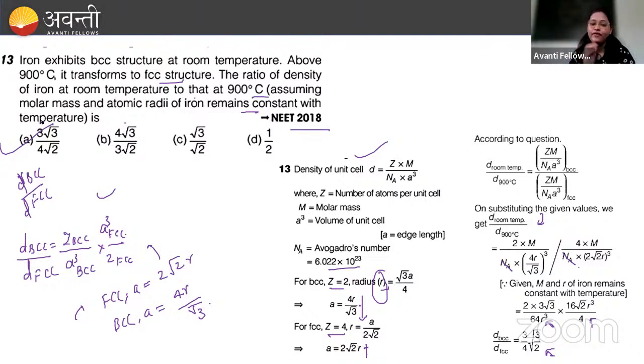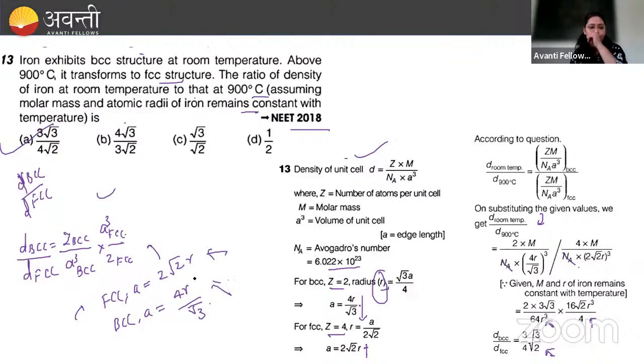Any doubt in this? Very good problem actually. Find the value of a and put the value of a. Sometimes if you have been given the a value, directly put that a value. Okay. If you have not been given the a value, convert or use the value from the r value. Okay? Use the concept of r, because the radius is going to be the same for both, because the molecule is the same.